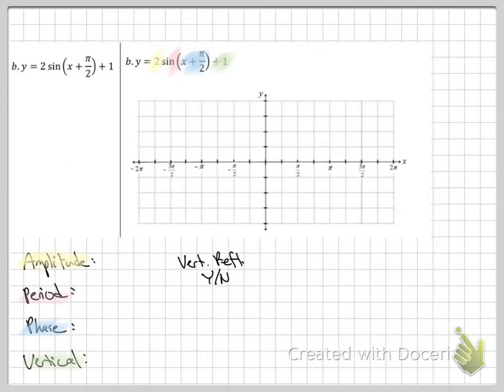So amplitude. The A value is 2, which is good because amplitude is always positive. But because the A value is positive, there is no vertical reflection. Period is 2 pi divided by that imaginary 1, which is 2 pi. Phase, it says plus pi over 2. You all know that does the opposite because it's in parentheses. So that's actually going to go left. And I'm fine with you drawing an arrow, but in Schoology there's no arrow. Left pi over 2. Always give me a direction. Plus 1 is going to move it up 1.